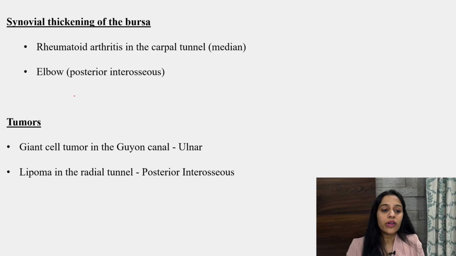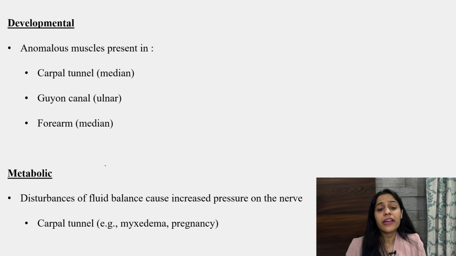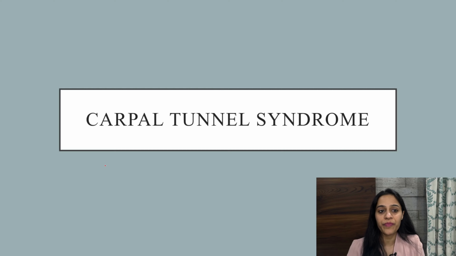If there is any tumor present, like giant cell tumor in the Guyon's canal, it can compress the ulnar nerve. Okay. Or if there is a lipoma in the radial tunnel, it can cause posterior interosseous nerve syndrome. Anomalous muscles, like few muscles present in the carpal tunnel or Guyon's canal or forearm, they can compress median or ulnar nerve. And similarly, disturbances in fluid balance can cause increased pressure on the nerve, like in myxedema or pregnancy, it can cause carpal tunnel syndrome.